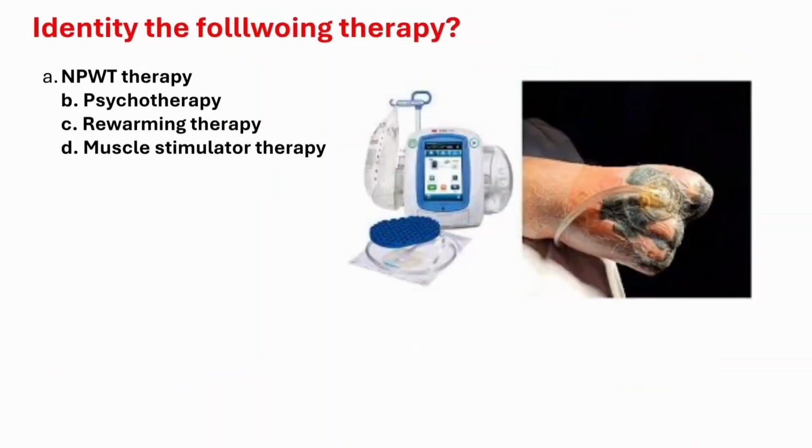Identify the following therapy. Option A. Negative pressure wound therapy. Option B. Psychotherapy. Option C. Rewarming therapy. Option D. Muscle stimulator therapy. The correct answer is A. Negative pressure wound therapy.